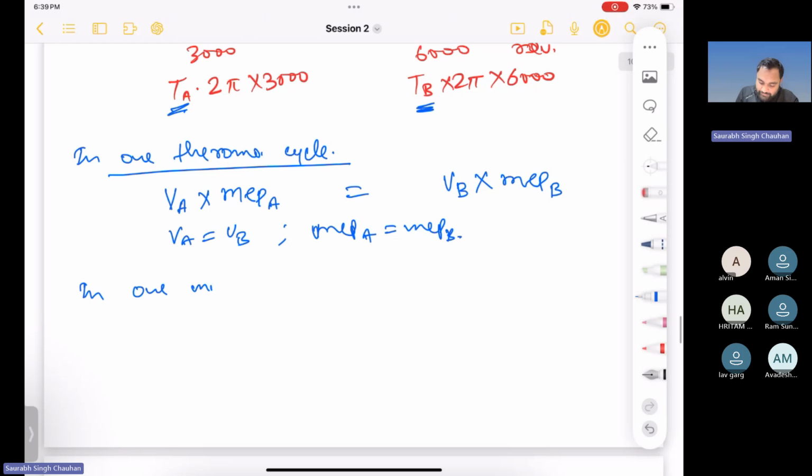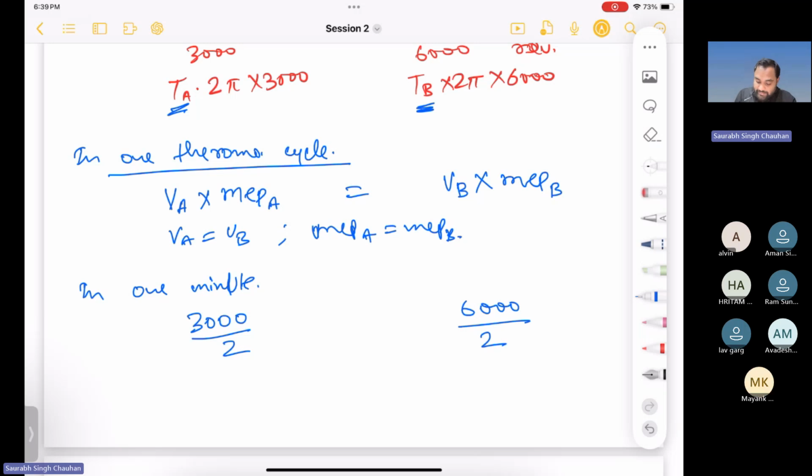So in 1 minute, engine A will complete how many cycles? 3000 divided by 2, and engine B will complete 6000 by 2, correct? These many thermodynamic cycles, because one thermodynamic cycle takes two revolutions for a four-stroke engine, right? We have discussed in the previous session that in a four-stroke engine, to complete one thermodynamic cycle, it takes two revolutions, correct? Do you believe? Right?